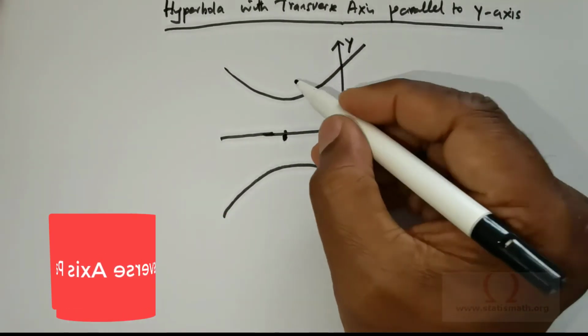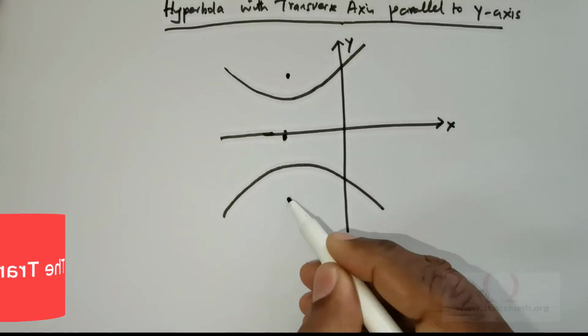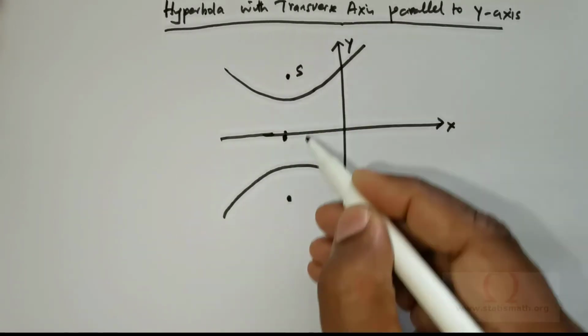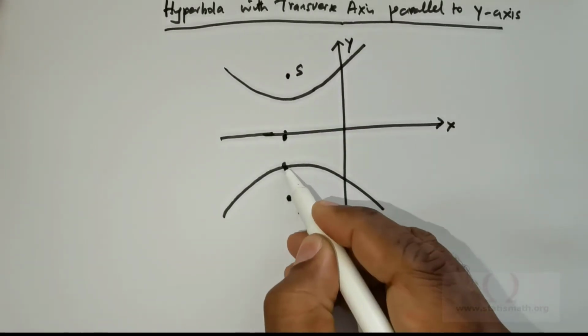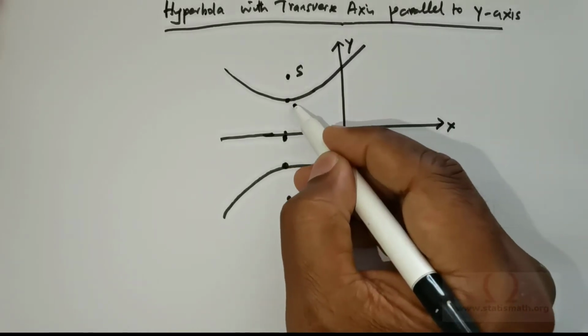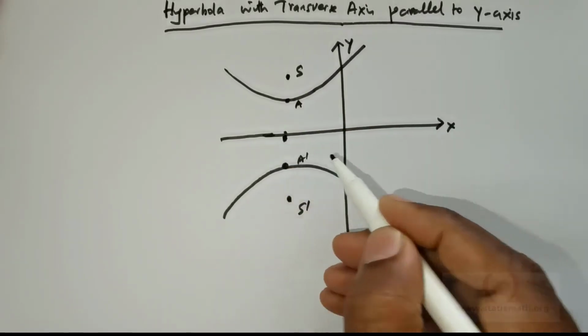And of course we will have the foci. The foci will be over here. This is going to be S, this is going to be S dash. The vertices are also there. This is going to be A, this is going to be A dash.